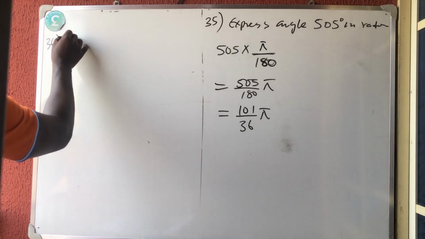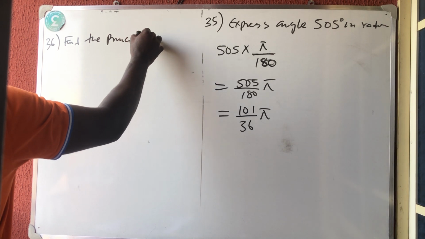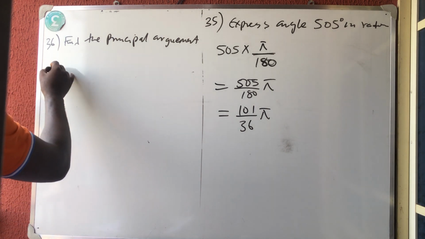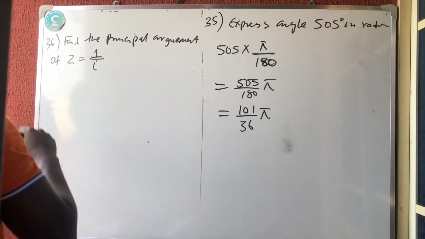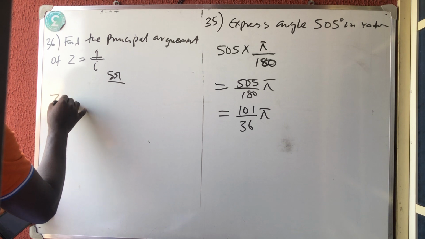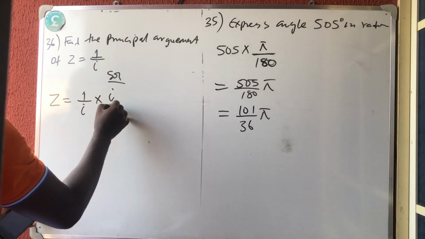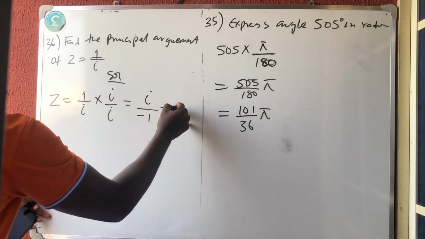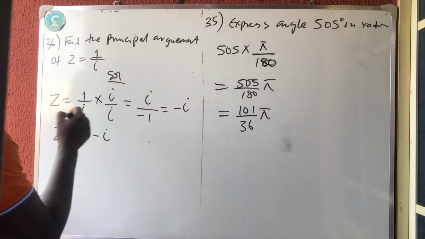Number 36 said, find the principal argument of Z, which is equal to 1 over I. First of all, let us rationalize. We don't leave I at the denominator. So I have Z is equal to 1 over I times I over I. I times I is minus 1. So I'm left with minus I. Let me write it very well: the real part is 0, then minus I, the imaginary part.